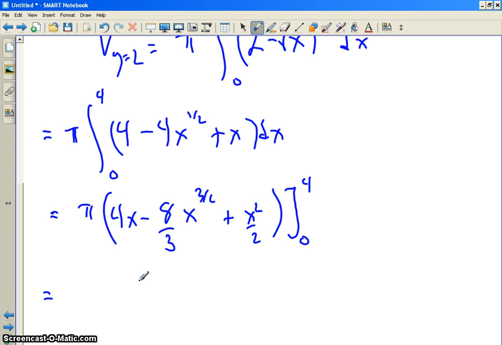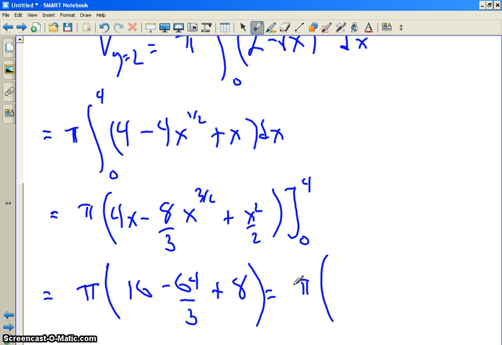So let's do so. 4 times 4 is 16. 4 to the 1/2, 2 cubed, 8 times 8, 64/3, we're subtracting. And 4 squared, 16 over 2, we're going to add 8. Okay, so this is really 24 minus 64/3. Okay, I'll get it right here. 24 minus 64/3. Let's clean that up.